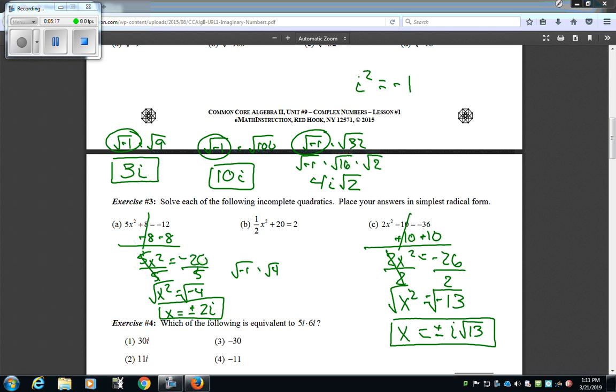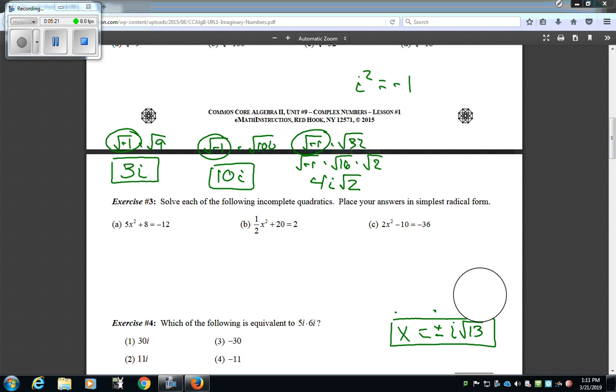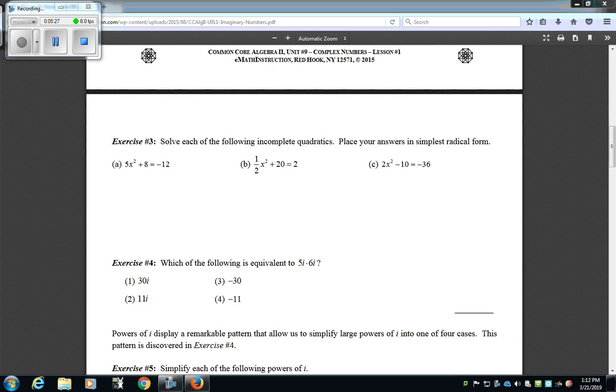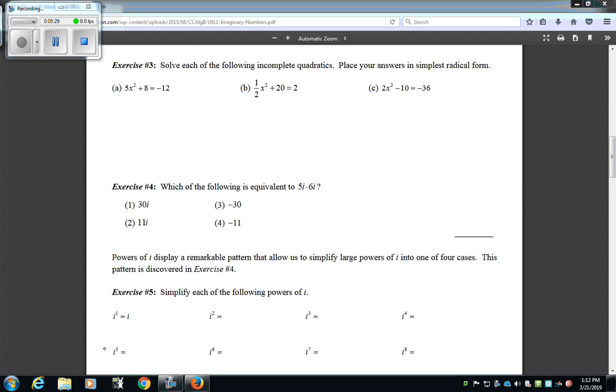Now moving on to some of the other exercises, you can do operations with the value i, just like you would with numbers or variables. Same rules apply. So if you take this equation here, they want to know what's equivalent to 5i times 6i. Well, that's going to be 30i squared. Now, i squared equals the number negative 1. So this is just 30 times negative 1, which ends up being choice 3.